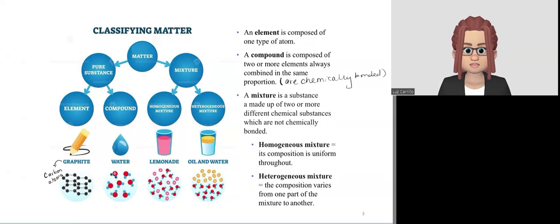If you don't have a homogeneous mixture, the other way that a mixture can present will be as a heterogeneous mixture. And when it comes to a heterogeneous mixture, the composition of the substances varies from one to the next. And more importantly, you can actually see the different components of the mixture. So in the heterogeneous mixture, there's not a uniform composition. It looks like it has several layers.